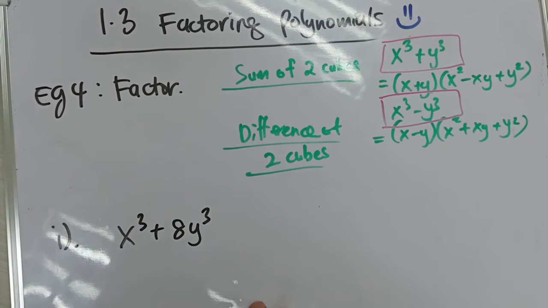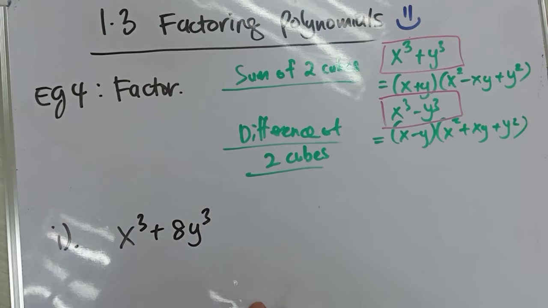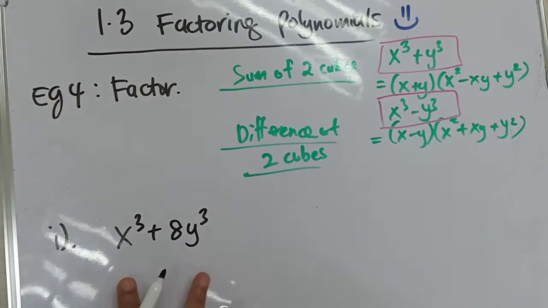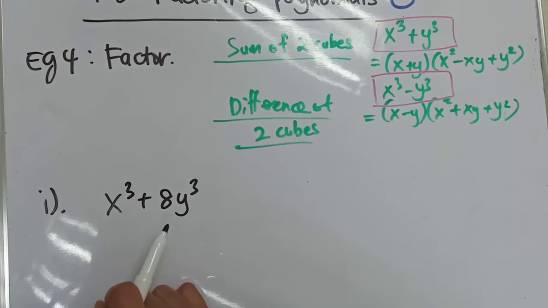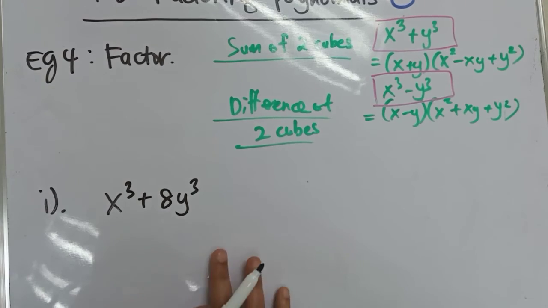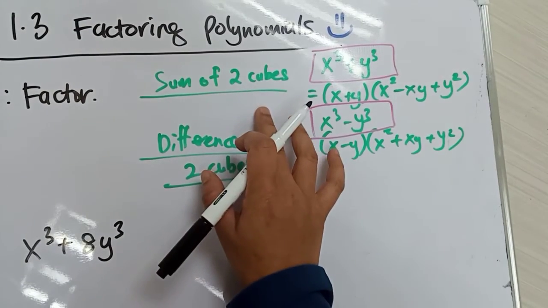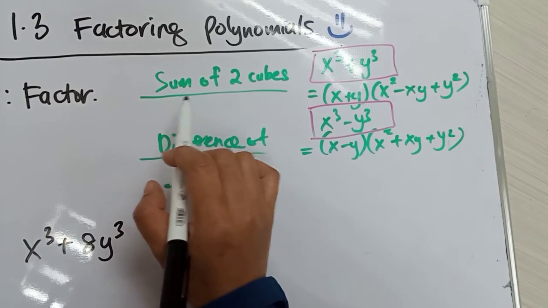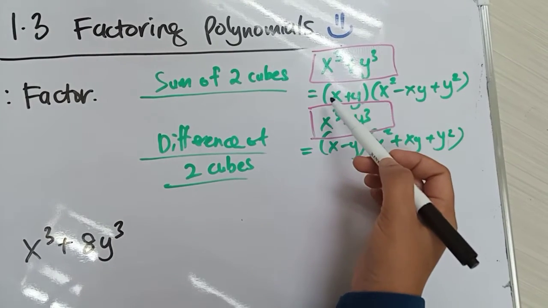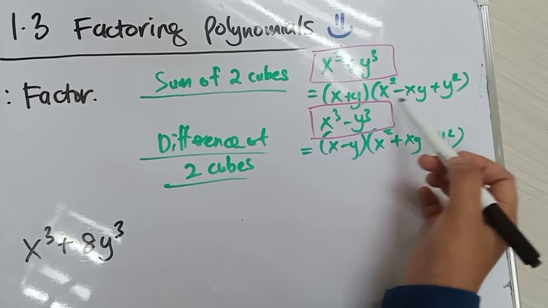Okay, this is the fourth example. Factor this question, x cubed plus 8y cubed. To solve this problem, you have to use the formula for the sum of two cubes. Alright, why do we call it a sum? Because here we have a sum, and then we have to apply the formula.